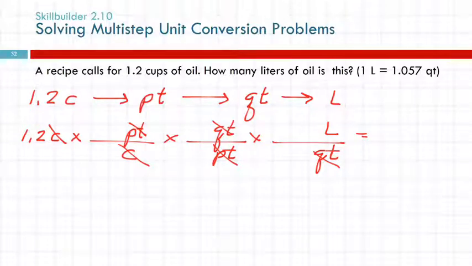Now we go put the numbers in. You can do them in any order you want. I usually pick the easy one. This one seems easy to me because the relationship was given right here. 1 liter equals 1.057 quarts. So I'm going to put 1 in front of liter. 1 liter is 1.057 quarts.